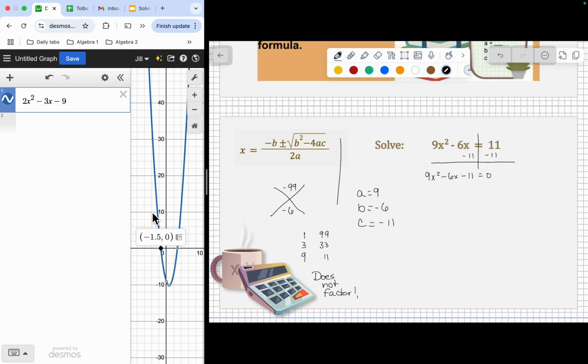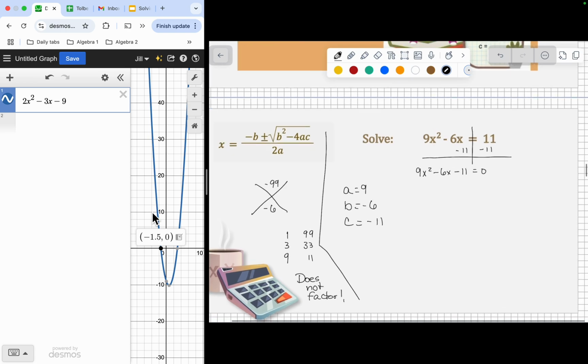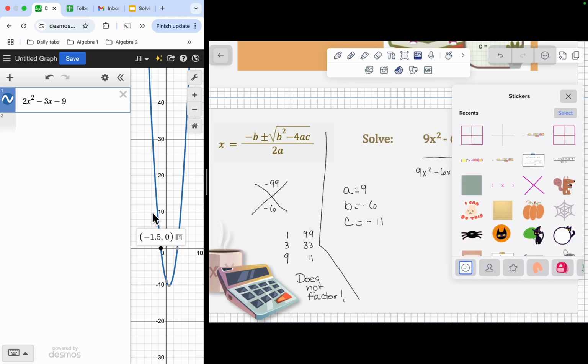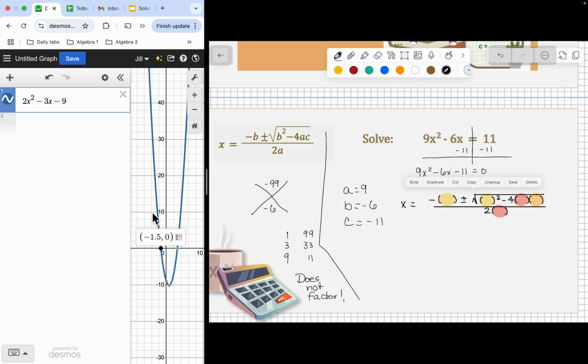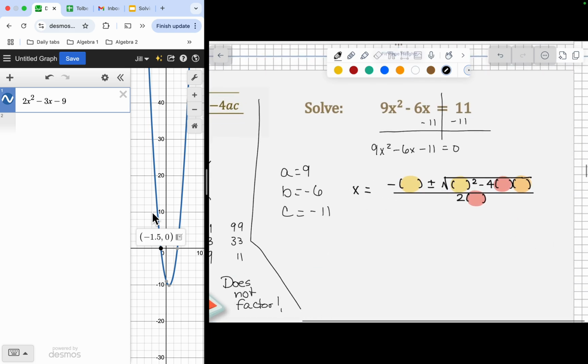So, quadratic formula. The a, b, and c that we use in the quadratic formula are the quadratic, linear, and constant terms from your quadratic. The same a, b, and c we use when we're factoring are the same a, b, and c that we use when using the quadratic formula. And so I like to have this template right handy so that I can easily fill in. So it's negative b plus or minus the square root of b squared minus 4ac, all over 2a.